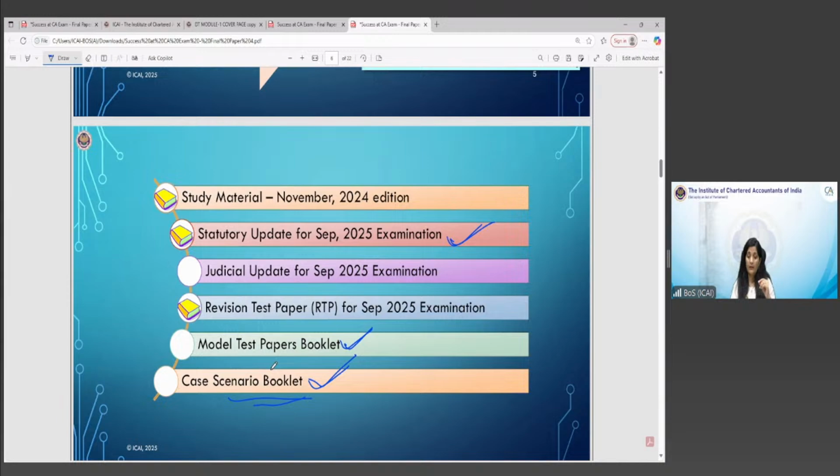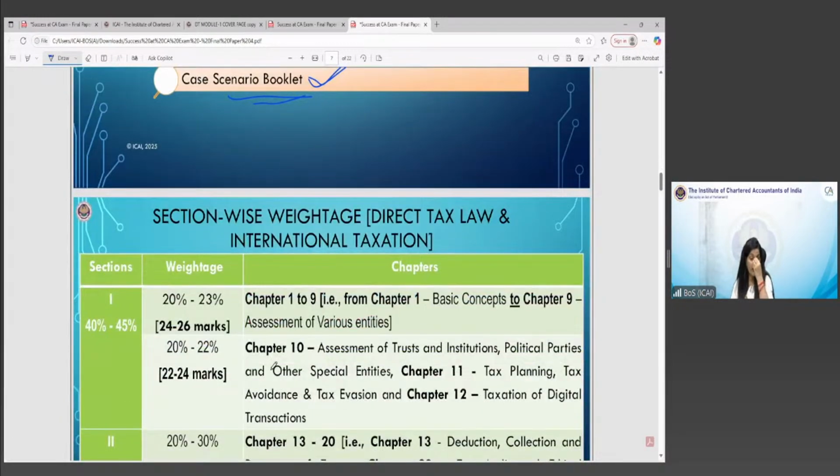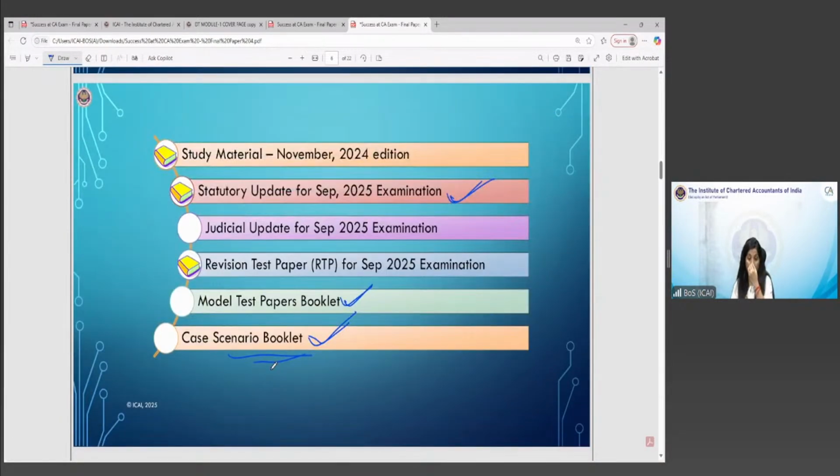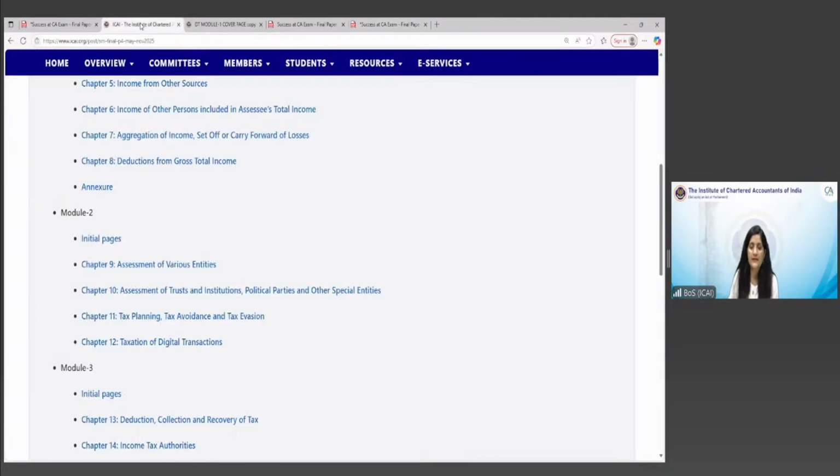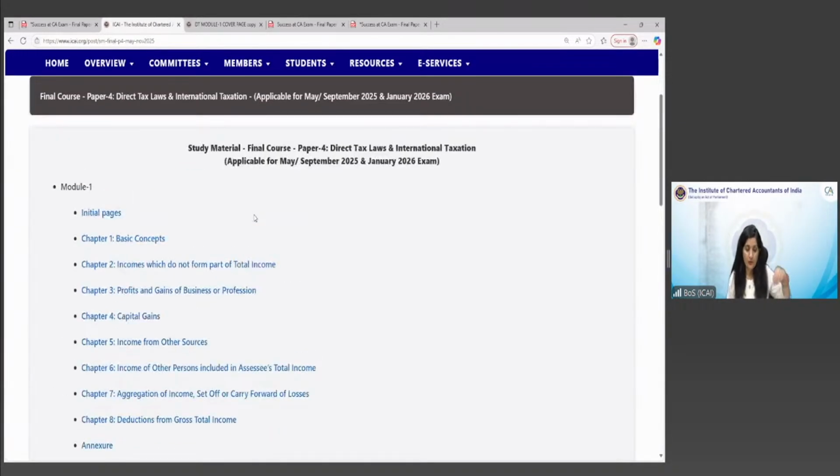Now what is the next thing? Section wise weightages. Let me tell you about time management and the judicial update, how you will get the judicial update if you go to our website. Here the amendment portion: students keep asking from where we will get these amendments for the past exams.